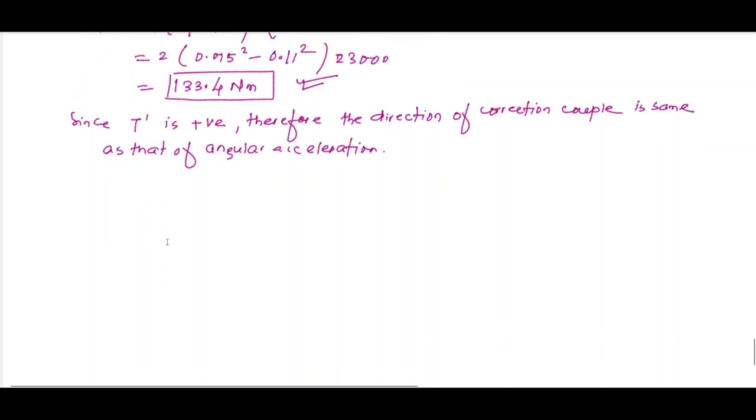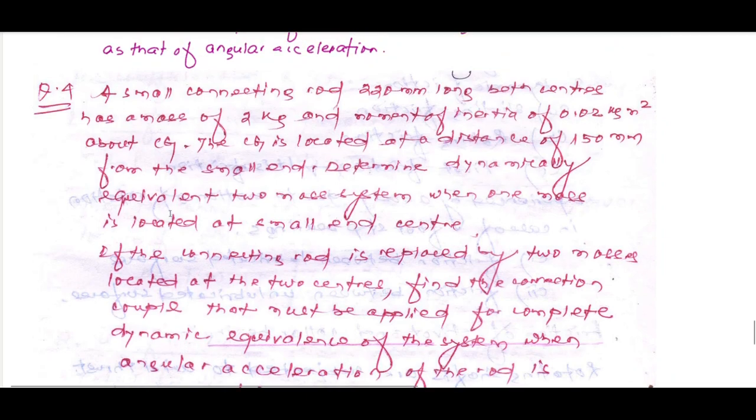So you try to solve one problem, similar problem. Okay, I'm also giving the answers. Okay, so you can see the question is like this. A small connecting rod 220 mm long between centers has a mass of 2 kg and the moment of inertia is given 0.02 kg meter square. Okay, about CG, the CG is located at a distance of 150 mm from the small end.